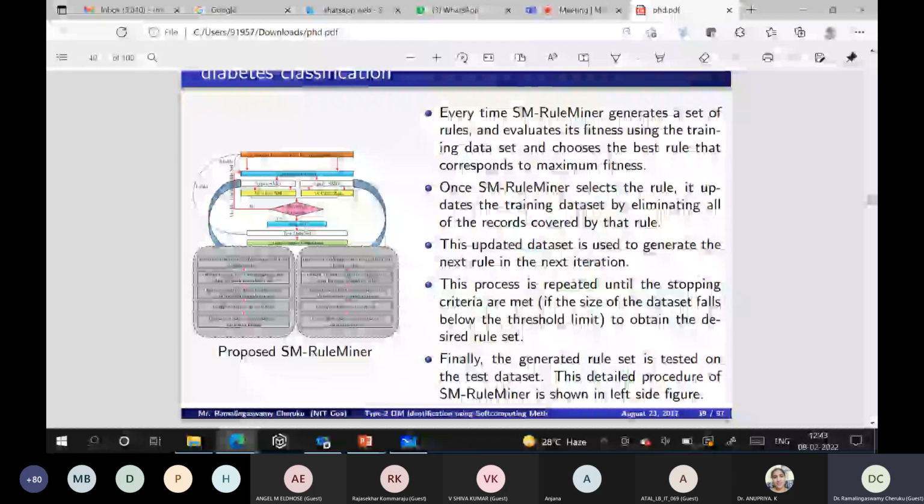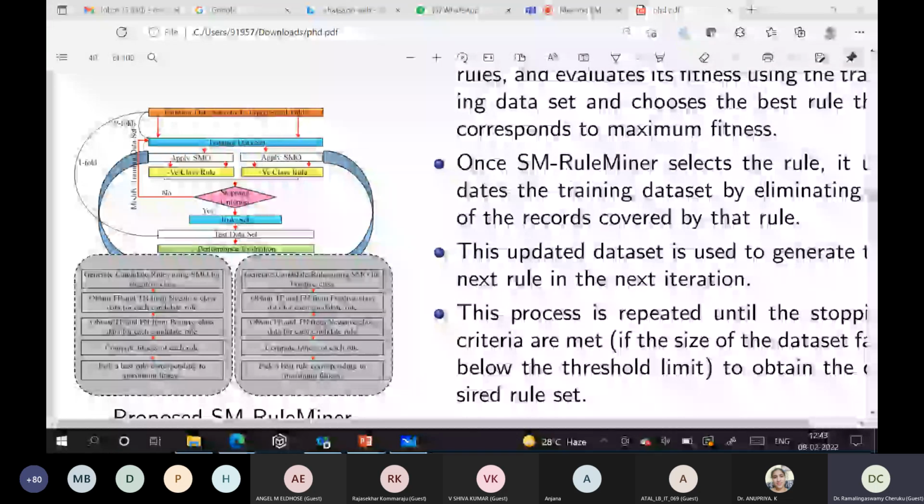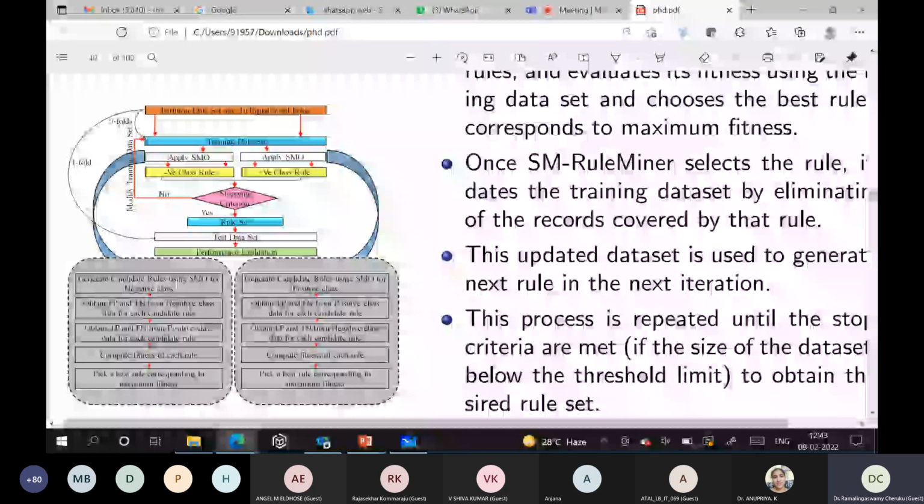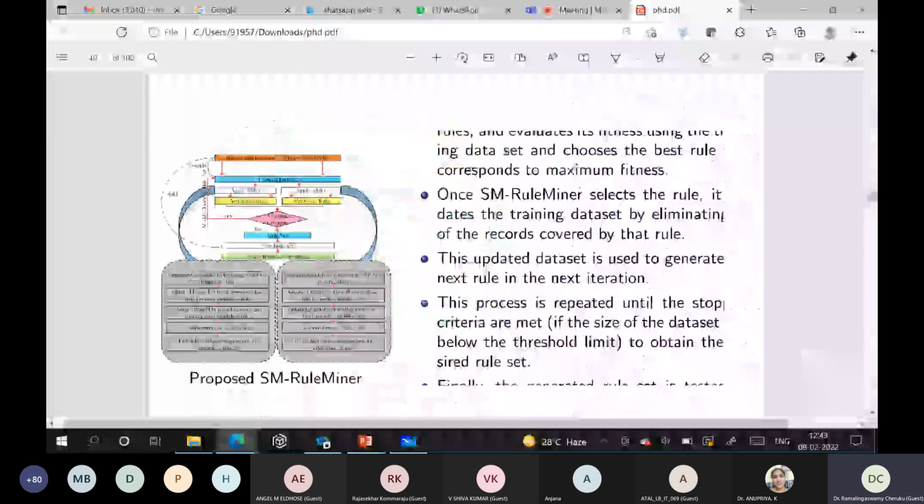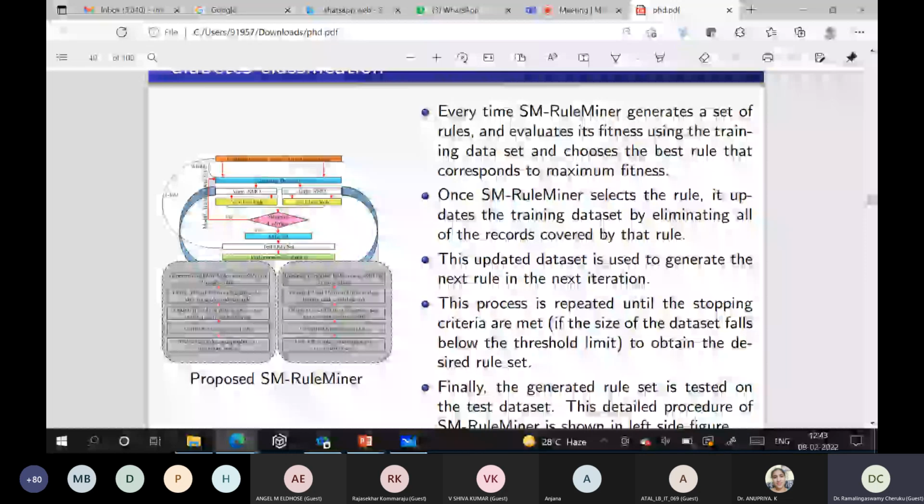If you clearly observe in this diagram, once we take the training data set, we have segregated it on the basis of the class. This is the negative class rule and the positive class rule. To generate the negative class rule, you have to apply the algorithm on the negative class data. To generate the positive class rule, you apply it on the positive class data. You repeat this process multiple times for every class. The same process is repeated for the other class data too.